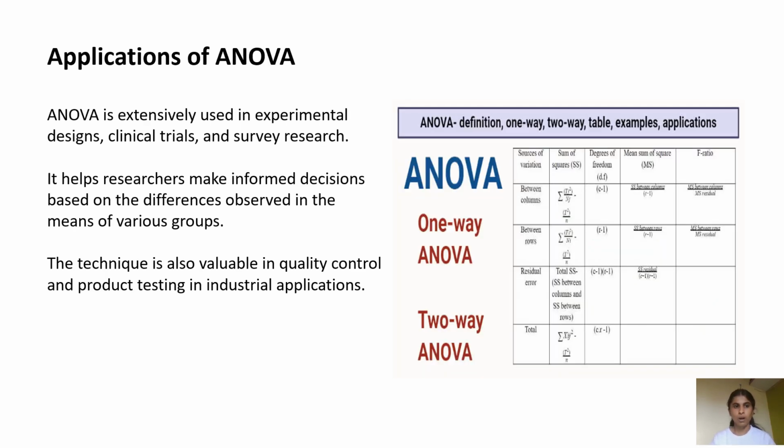Applications of ANOVA. ANOVA is extensively used in experimental design, clinical trials, and survey research. It helps researchers make informed decisions based on the differences observed in the means of various groups. The technique is also valuable in quality control, product testing, and industrial applications.